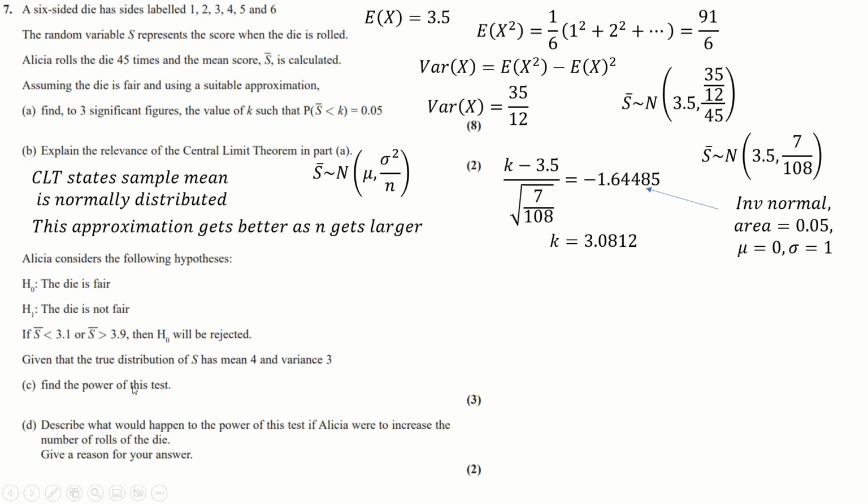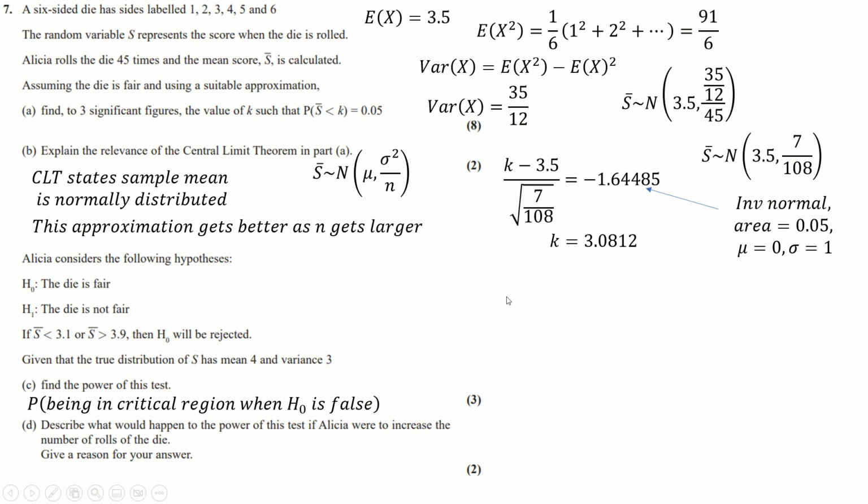But now the power of a test, now we've got the true distribution now, so the dice actually turns out is not fair. But anyway, the power of the test is being in the critical region when H0 is false. So it's essentially, I mean, that's what you want, right? You want to be in the critical region when H0 is false, because if you're in the critical region, you'll reject H0. So what's the probability of being in the critical region when H0 is false?